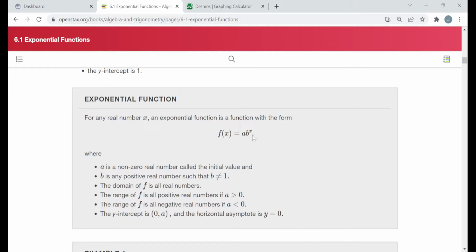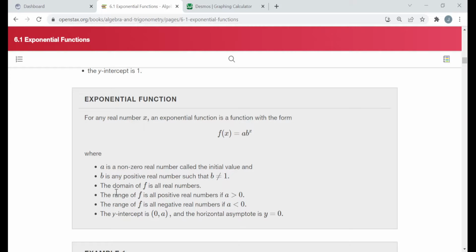B, the base on the exponent, you have b to the x power. B is any positive real number that's not 1, because 1 to any power is going to be 1. That would be an uninteresting exponential function. But b, the base, is a positive number. That's key. We'll talk about what happens when the base is negative and how we don't consider those in our talks of exponential functions.